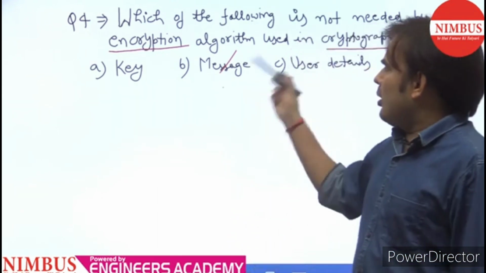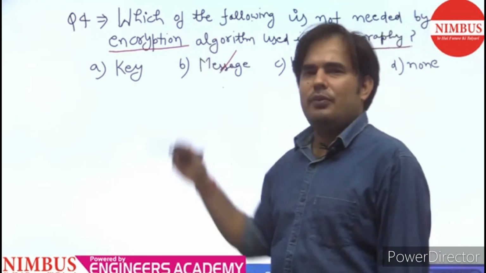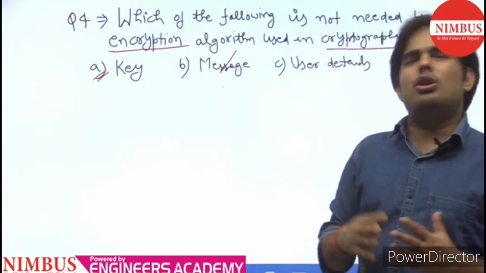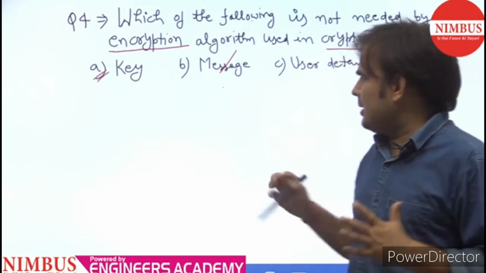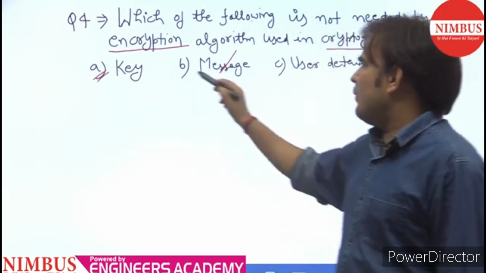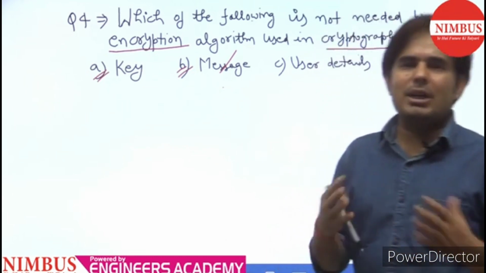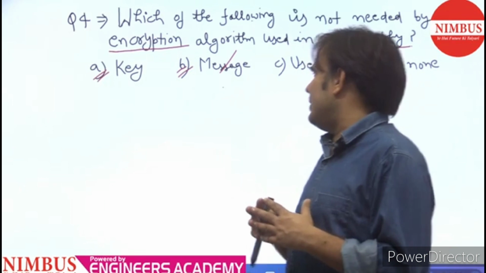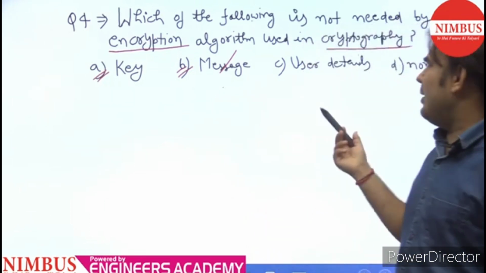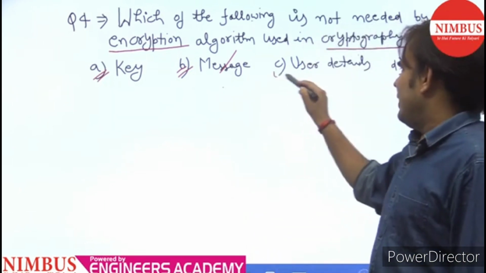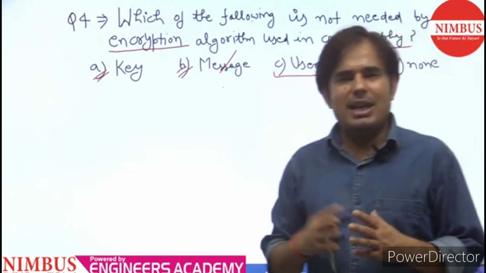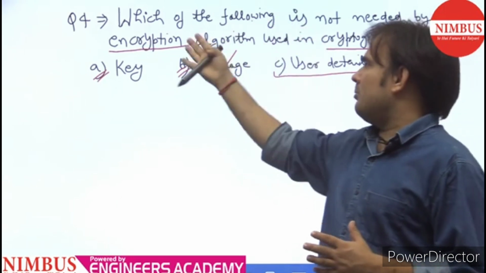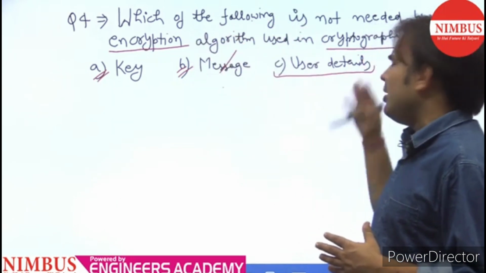So here for the encryption we need what? Key. Yes, we need a pair of keys, either a public key or a private key. We also need what? Message. Unless you have a message, on what will you do encryption? Yes, we also need the message. So do we need user details? Will we need user details during the encryption?